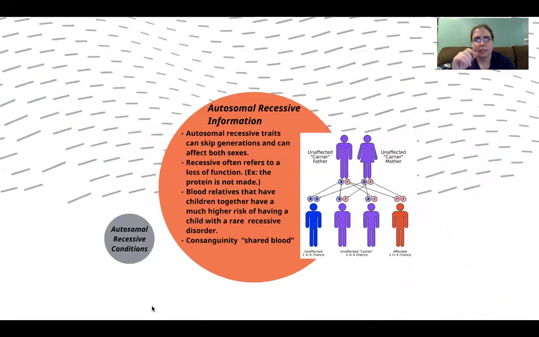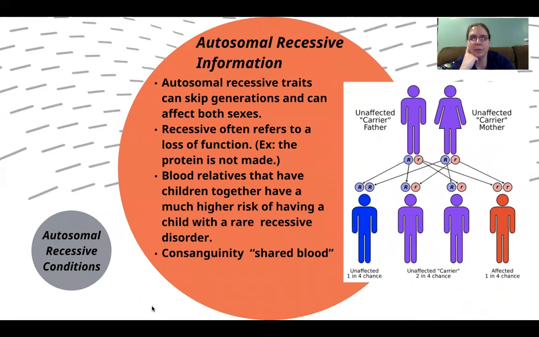All right, a little bit of autosomal recessive information. Some of this we already talked about. We mentioned how it can skip generations because if someone is heterozygous, they're showing the dominant trait, but they have that hidden recessive allele. And autosomal means it can affect both males and females equally. As a review, it often refers to loss of a function of the protein.